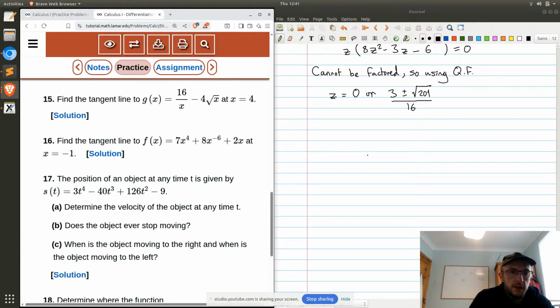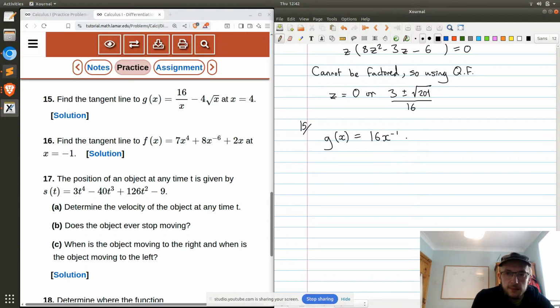Fifteenth problem. Find the tangent line to g of x equals 16 over that thing at x equals 4. Okay, first put it in the pseudo polynomial format, like that and that.